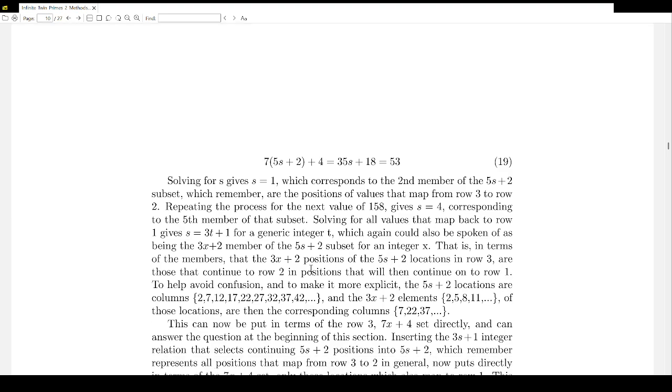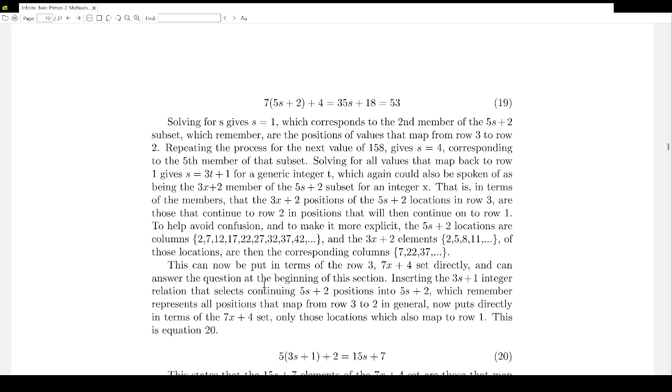So we're just trying to be able to talk about here which specific elements we're talking about. To help avoid confusion, yeah, right, that's going to be really hard. We're trying. But to make it more explicit, I can start to get into specific values. The 5s plus 2 locations are the columns 2, 7, and so forth and so on. And the 3x plus 2 elements of those locations are the corresponding columns. And there they are. This can now be put in terms of row 3.